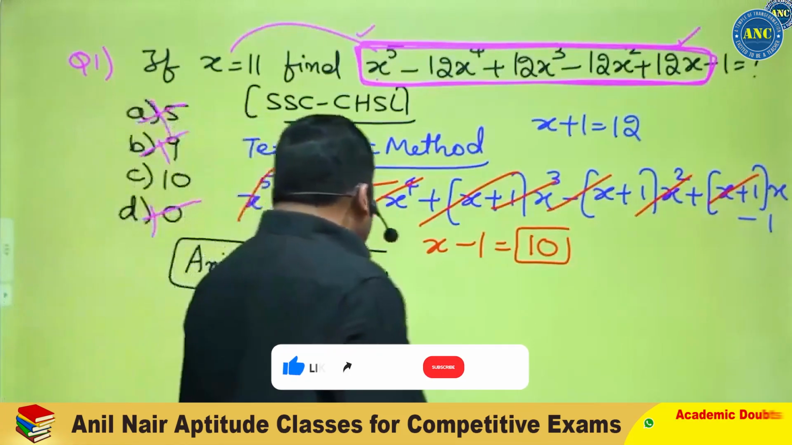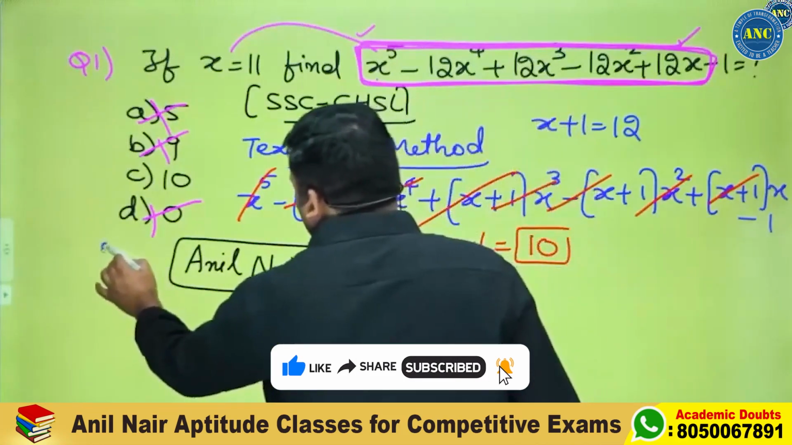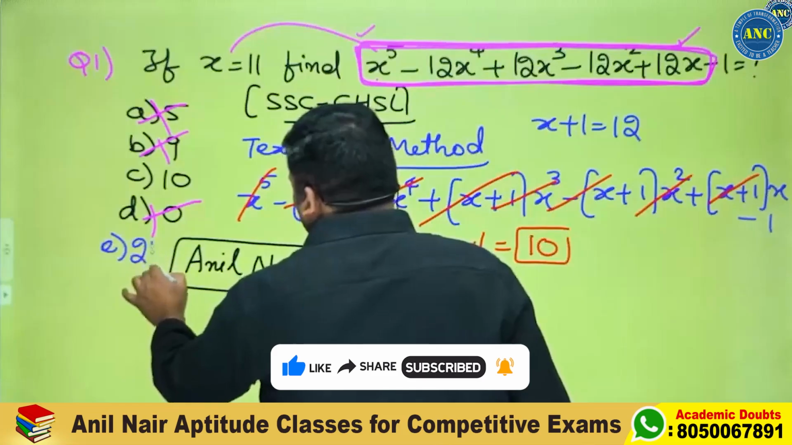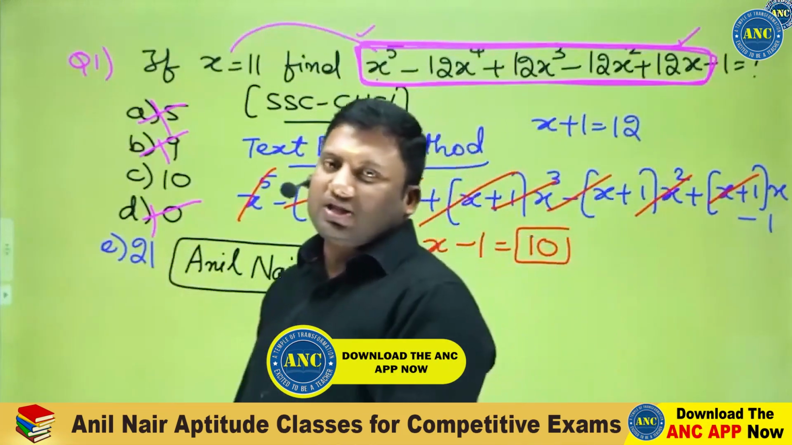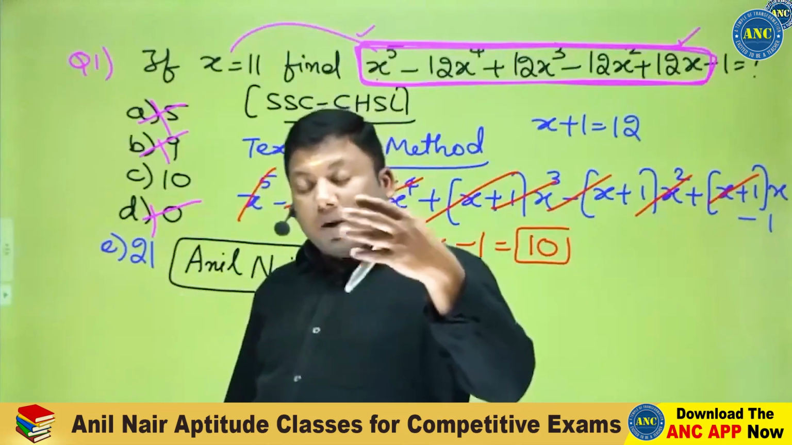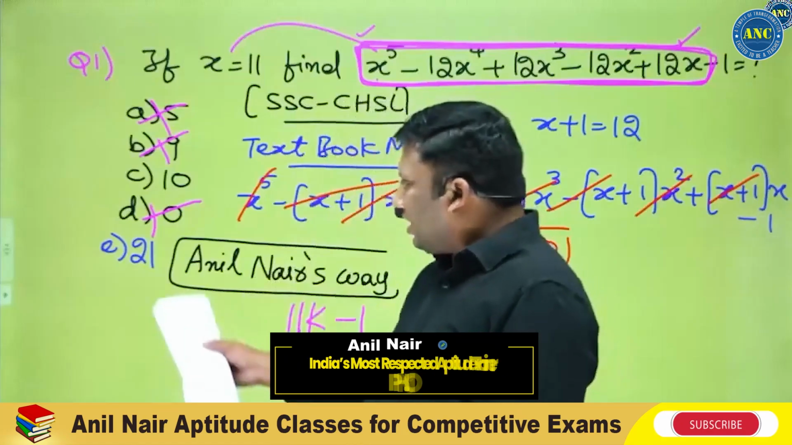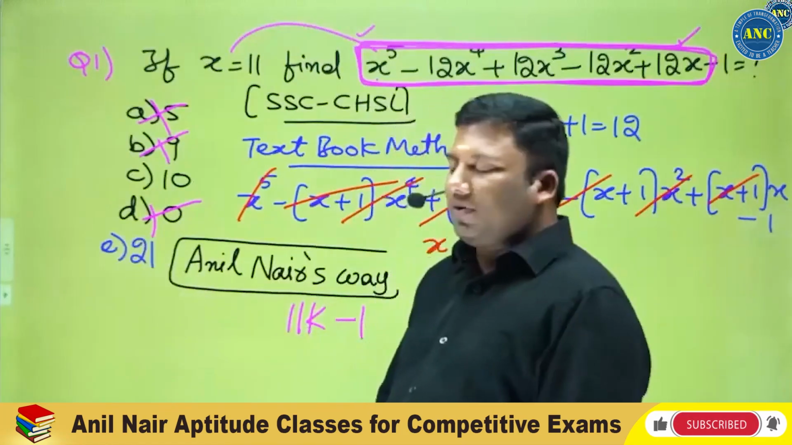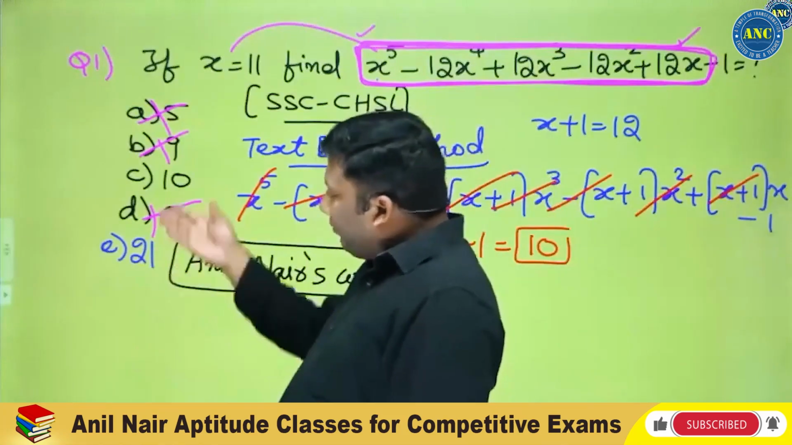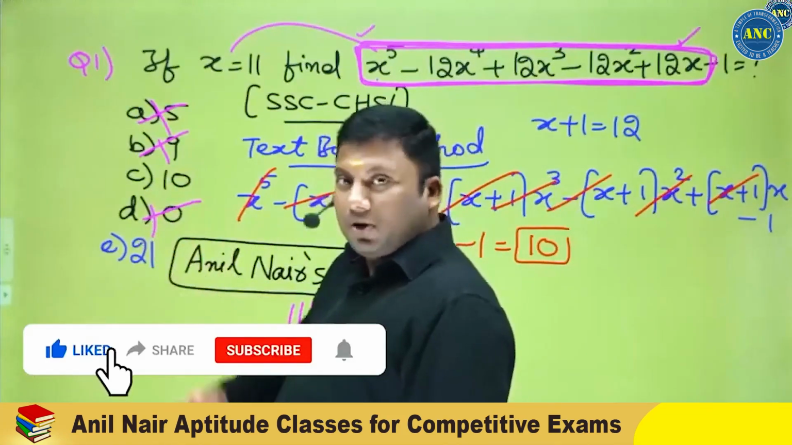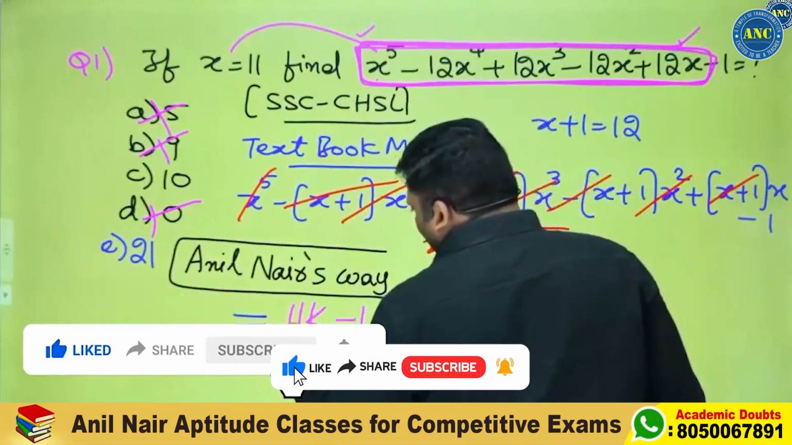Suppose there is a smart student who asks me: Sir, what if there is one more option, 21? With 15 years of experience, I might have created a lot of questions which confuse students. Sir, what if there is another option 21? 11 into 1 minus 1, 11 into 2 minus 1. There could be two choices possible. Definitely right logic. This is one way to look at it.